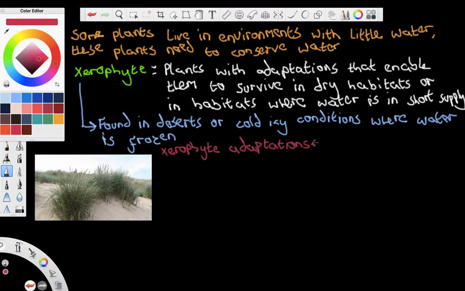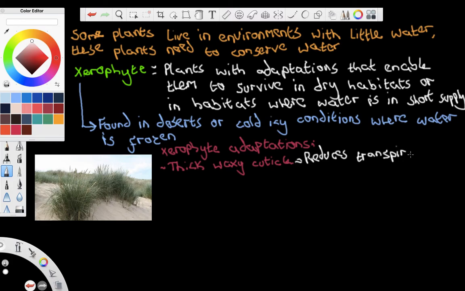okay? Now, the upper surface of all xerophytes tend to have a thick, waxy cuticle. Now, if you remember back to GCSE, a waxy cuticle is a thick layer found on top of the leaf to prevent transpiration happening. It prevents the evaporation of water from the top of the leaf. So we can just add next to this one, reduces transpiration from the top of the leaf.